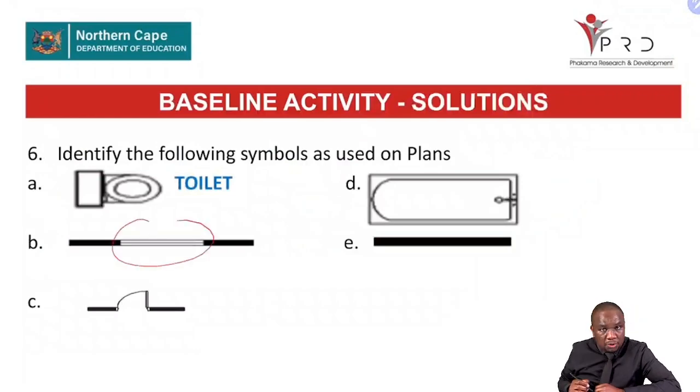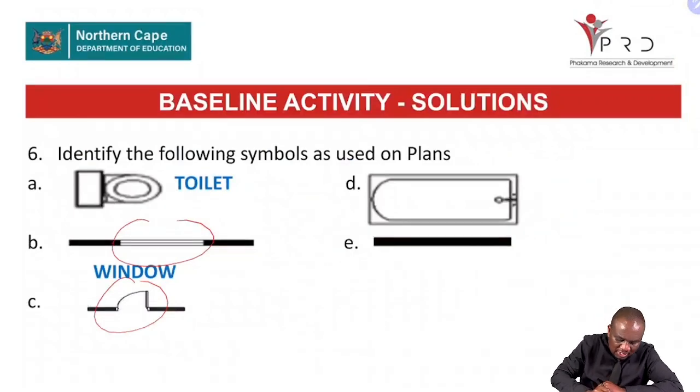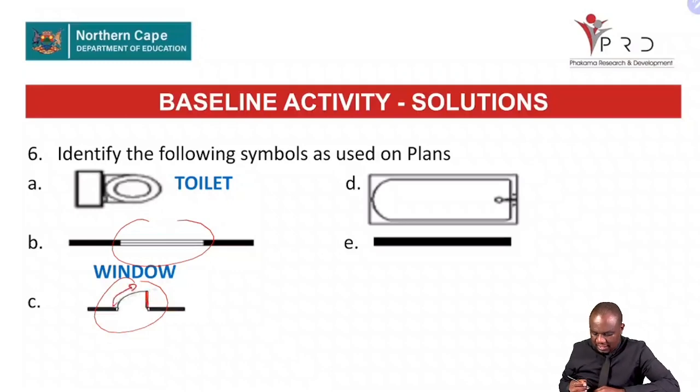That's a window. Then this is the most common one in every floor plan. What is this? The door, showing that this is the door. And when it's being opened, it goes like this. Okay, that's the door there, right?